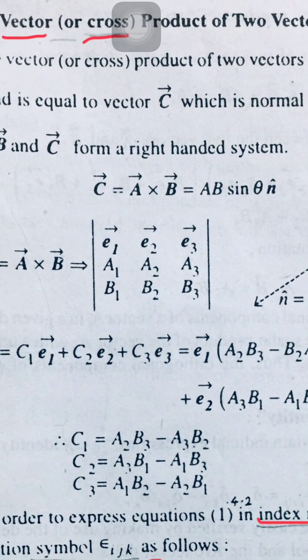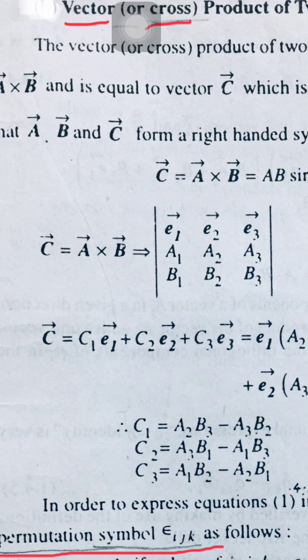How do we solve the question of cross product? As we saw earlier in vector analysis, C equals A cross B equals, in place of E1, E2, E3, you have to remember i, j, k. In earlier classes, you have taken i, j, k. But in continuum mechanics, in our starting lecture, we have said that i, j, k can be written as E1, E2, E3.